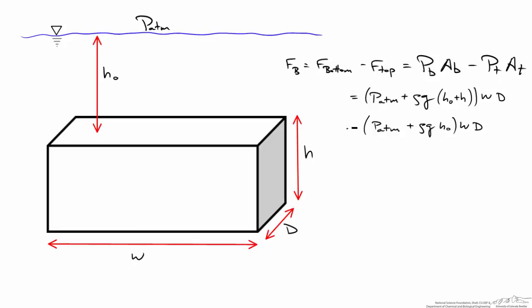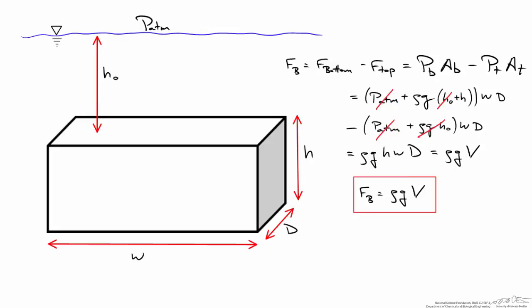And if I subtract these terms, what I find is that atmospheric pressure cancels out. The term in relation to H0 cancels out. And what I'm left with is the density of water times G times HWD. H times W times D is simply the volume of the box, so I can write this as rho G V.